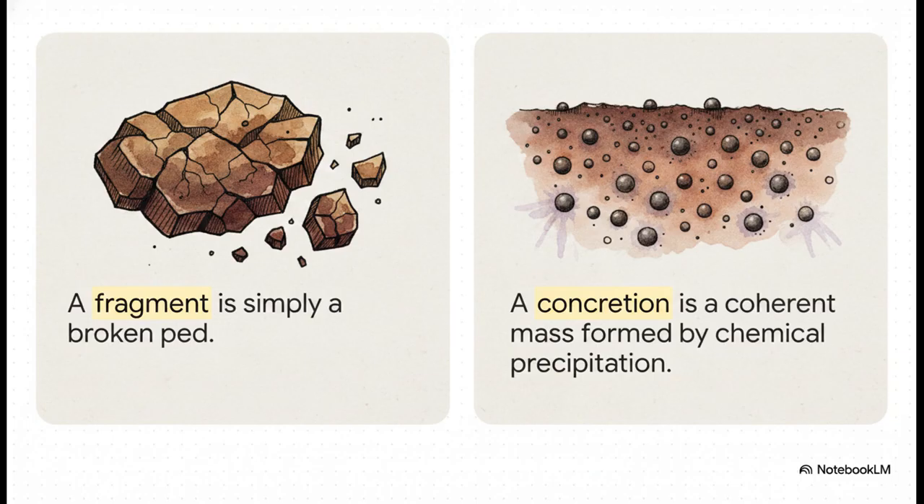A concretion, though, is a coherent mass formed inside the soil when certain chemicals dissolved in percolating waters precipitate out. And an interesting fact, concretions are usually quite small. They look a lot like shotgun lead pellets.